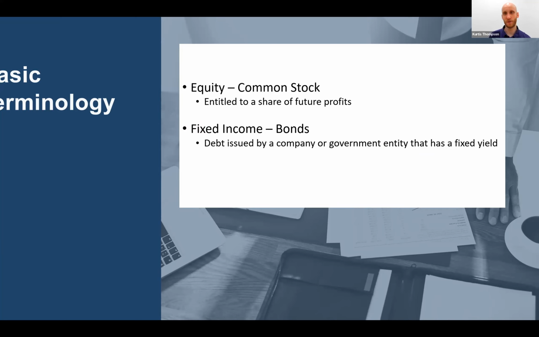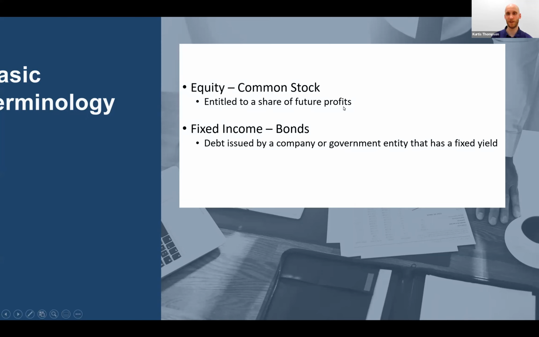The first thing we wanted to do was start with just some basic terminology and understanding some basic language that we're going to use. So the first thing that you'll see, we have domestic equity and we have international equity. And so what does equity mean? So when we say equity, we're talking about common stock. You might also hear people say shares. What we have here is it says that you're entitled to a share of future profits.